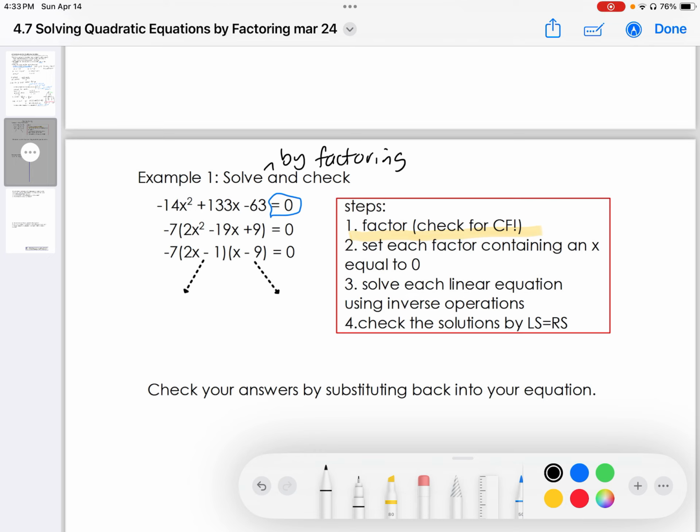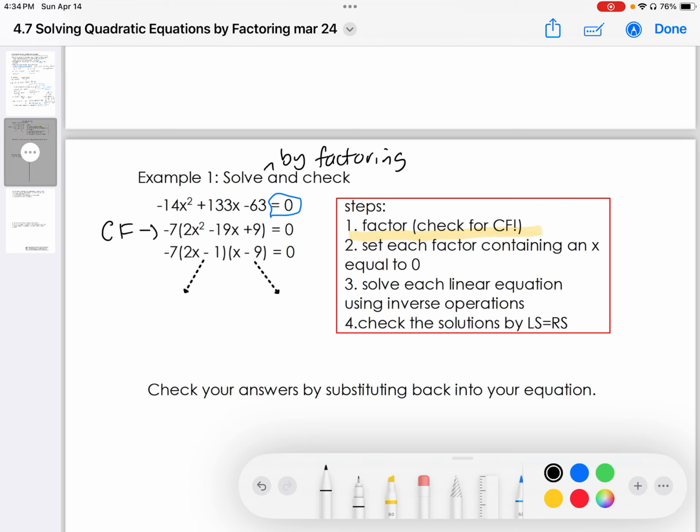We're going to set each factor containing an x equal to 0. So that's why when you have standard form, that's tricky to do. And when you have factored form, like in the third line here, then it's a little bit more straightforward. So this factoring out, so first we had to common factor the negative 7. And then even still, that's not a simple trinomial to factor, that's a complex. So you could have done box or guess and check or decomposition to try to find two numbers that multiply to 18 and add to negative 19.